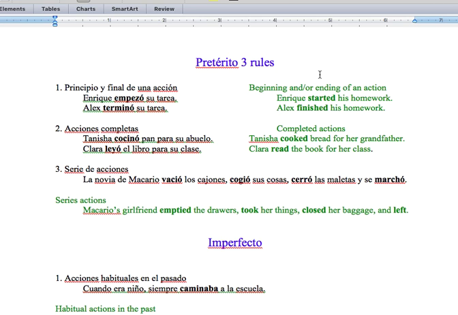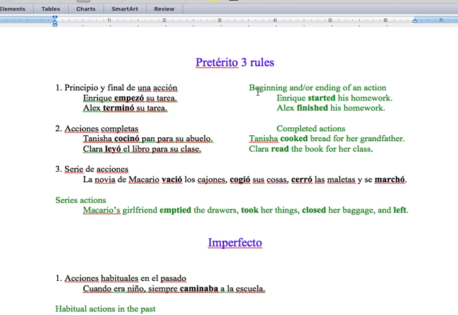So these are actions that did happen. You might want to say that something happened once, or something happened 20 times, or you want to describe the scene, or you want to tell time in the past. There are so many things that you could say, and so many different ways that you could say it. And in order to say it correctly, you need to understand these rules. So for the pretérito, and the pretérito will always be indicative because it happened.